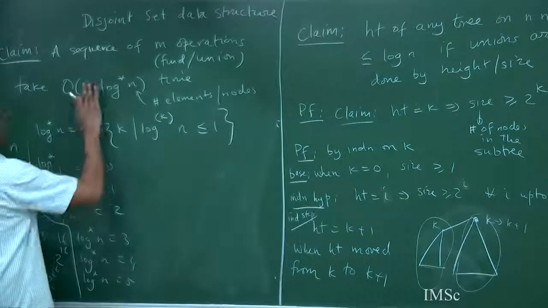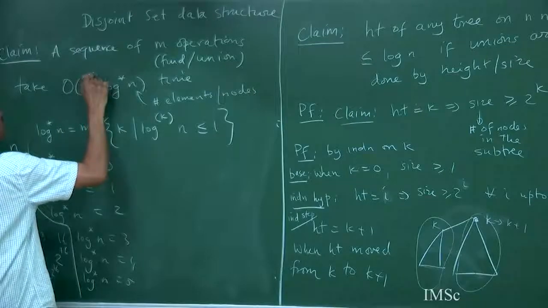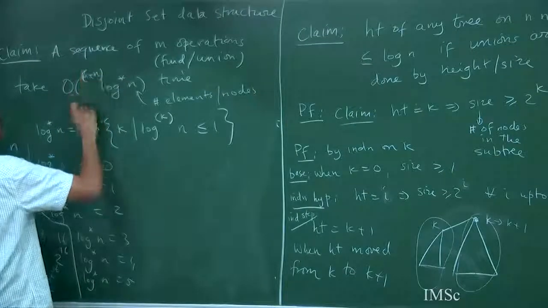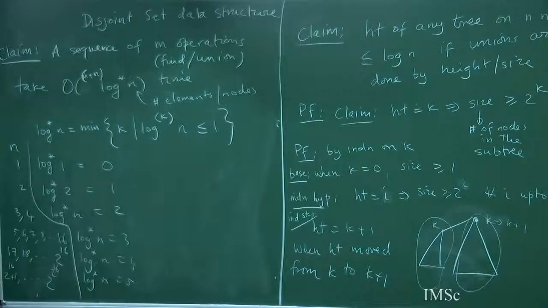Actually, m is more than n, so I'm going to write m plus n times log square n. But m is anyway at least n, so you need to do n make set operations.